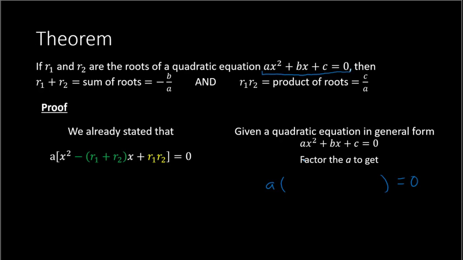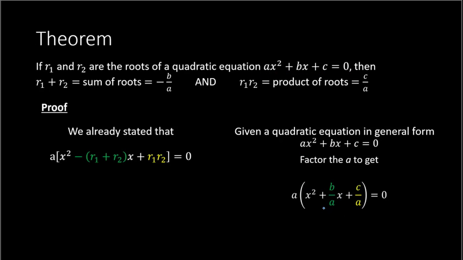When I factor something out, what I'm doing is dividing everything by that factor. So I divide ax squared by a to get just x squared. I take the bx divided by a to get b over a times x. And then I divide the c by a to get c over a. So that's how we factor. When you do that, we now have this new expression.